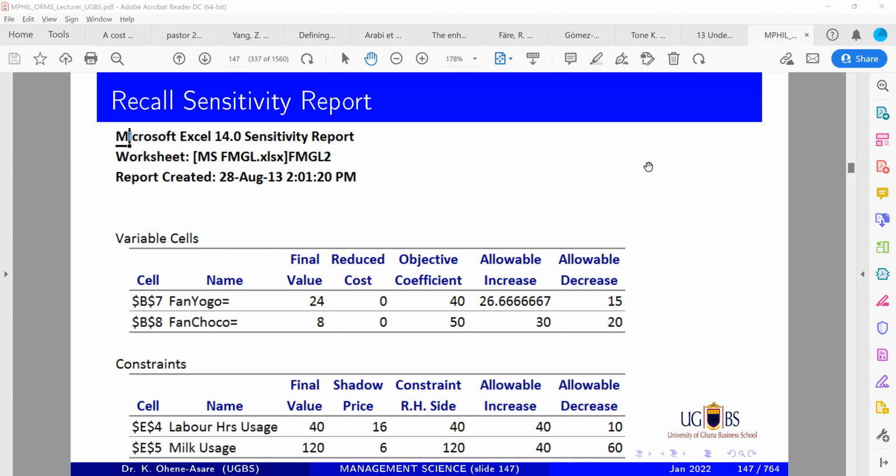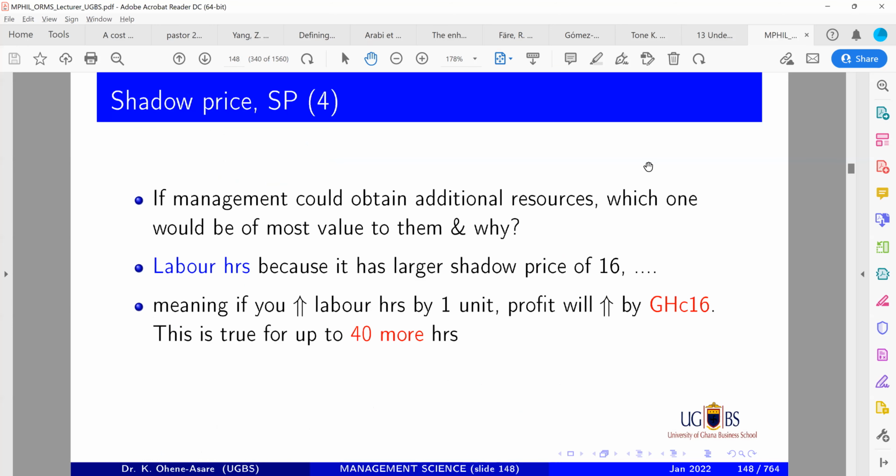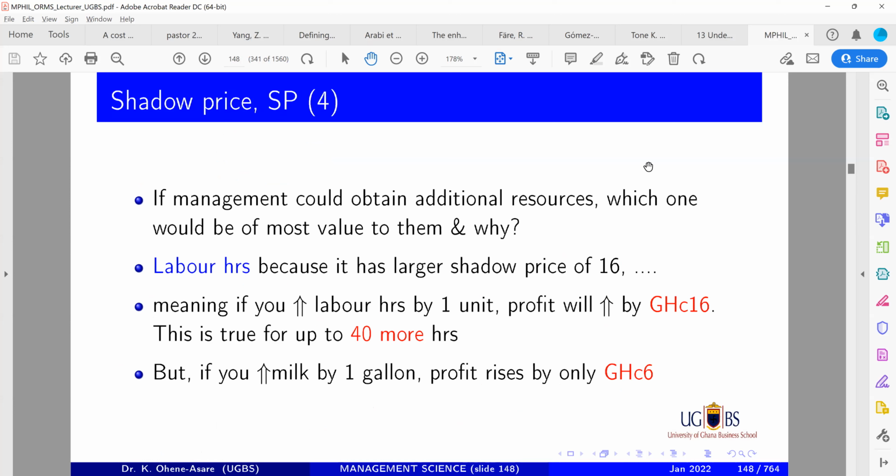Next question, still on this sensitivity. Now, I've made this point clear here that even though we are increasing labor hours, it doesn't mean that because of that you are going to be increasing hours of labor by heart. No, what it simply means is that you can increase the hours of labor, but there's a limit to which you can do that. There's a limit.